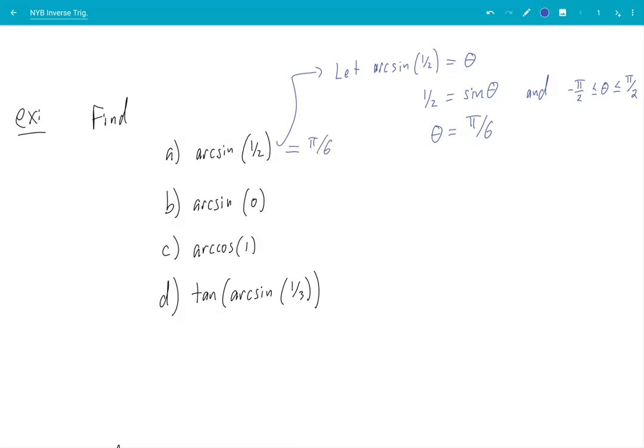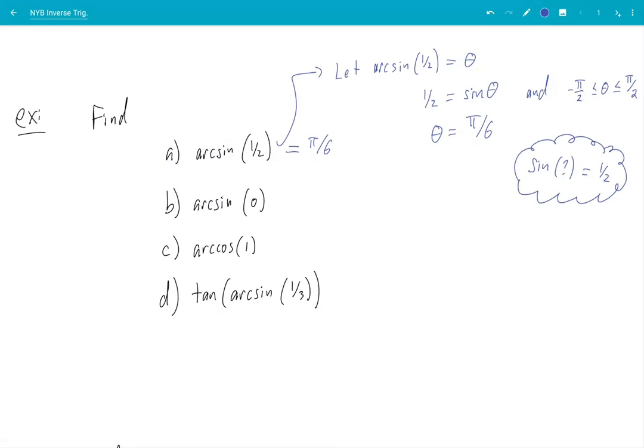Okay, that's all very long-winded. You can do it a bit quicker just by saying sine question mark is equal to 1/2. And then find the question mark, keeping in mind that it's got to be between minus pi over 2 and pi over 2.